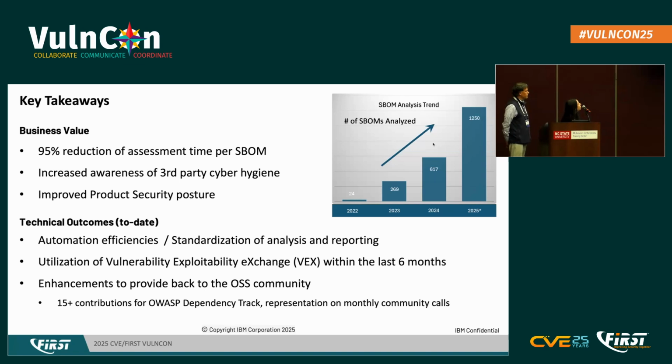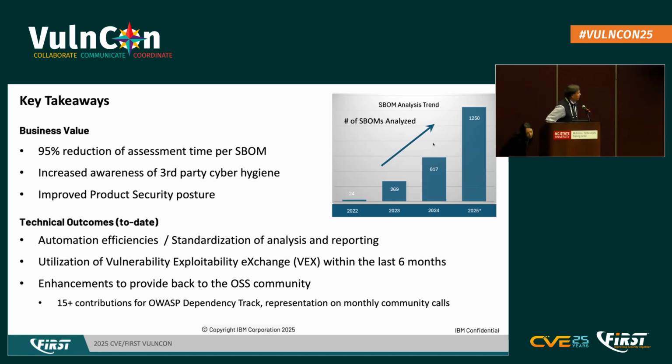Okay, so John stole my thunder on the 95% reduction. With the significant growth trend we've seen, and the automation that we've applied here, we have seen a 95% reduction in the time it takes to assess the SBOMs, which is much needed if that trend continues. We're also increasing awareness through our vendors on cyber hygiene, and as a net result, that improves the product security posture. And then John for the technical.